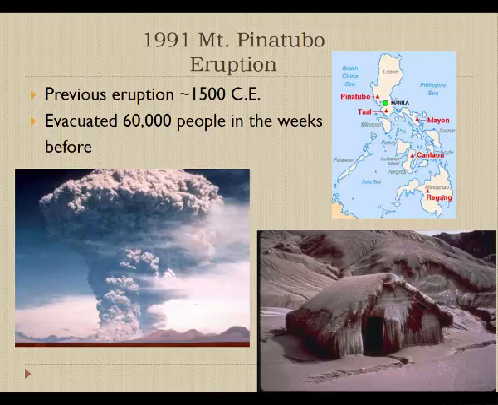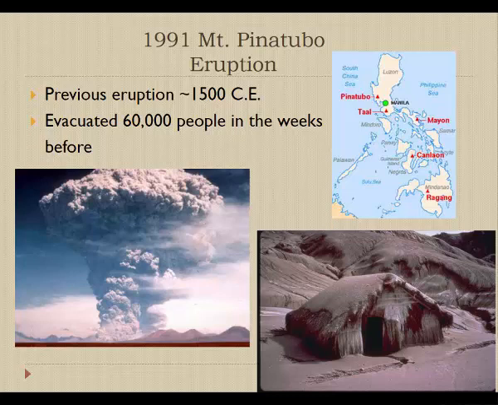And so there was a massive evacuation effort where they got 60,000 people out of the way in the weeks before the eruption occurred. And then when it occurred, it was very significant. So the picture on the left shows you just how big the amount of debris was compared to the mountain range that's at the bottom of the picture. So a big mountain range compared to an even bigger debris cloud.